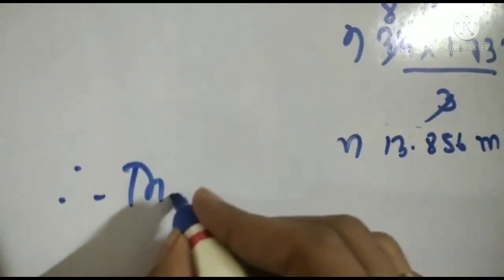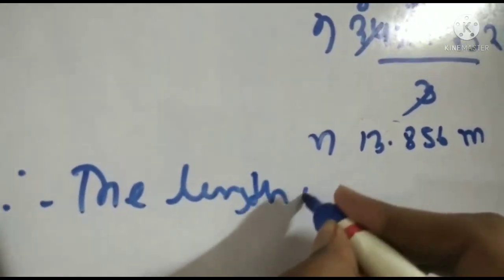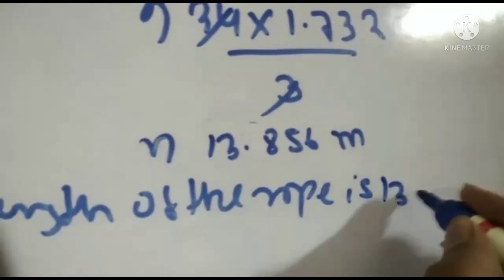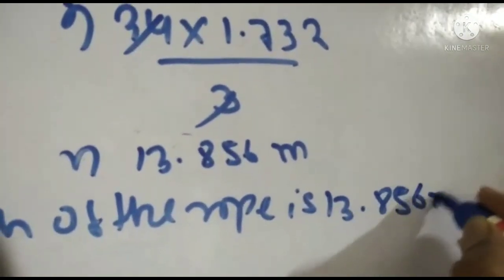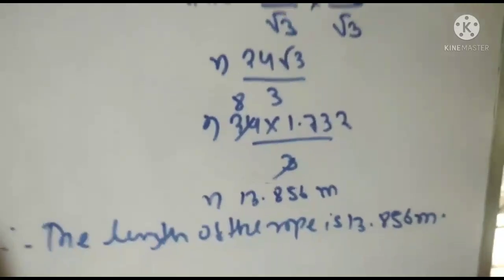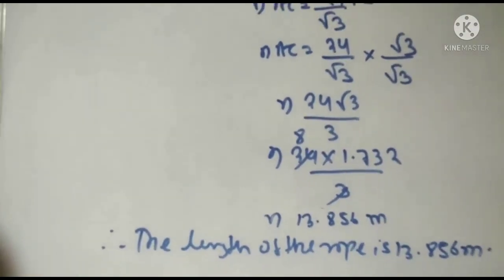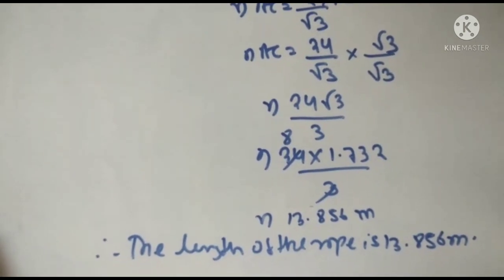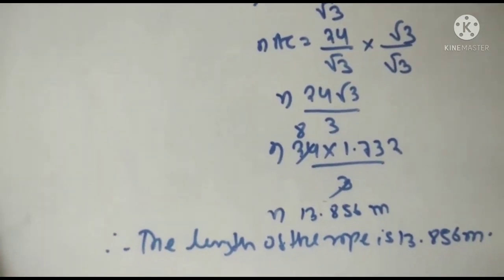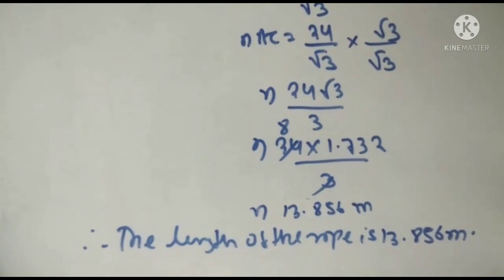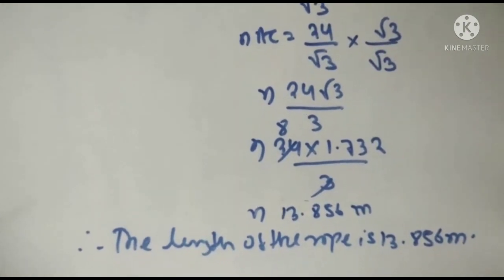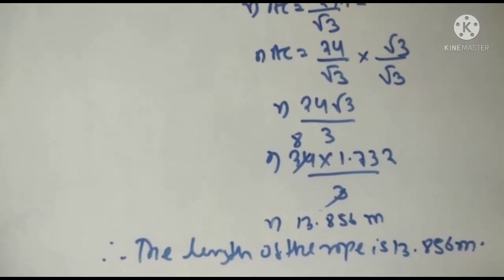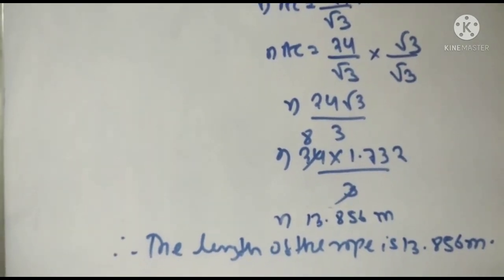Therefore the length of the rope is 13.856 meter. So this is the solution of question number 5. So today up to this. Let's see tomorrow, we will solve the next question from tomorrow. Within one day you can't remember so many things. Up to this you just practice. From tomorrow we will start the next sums.